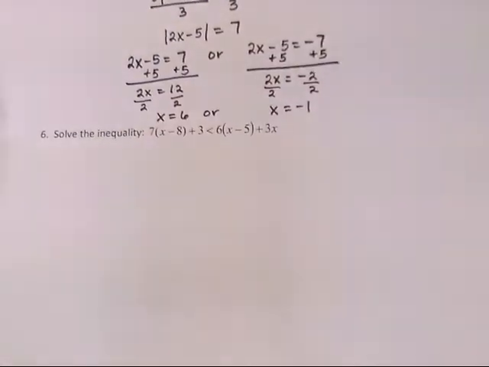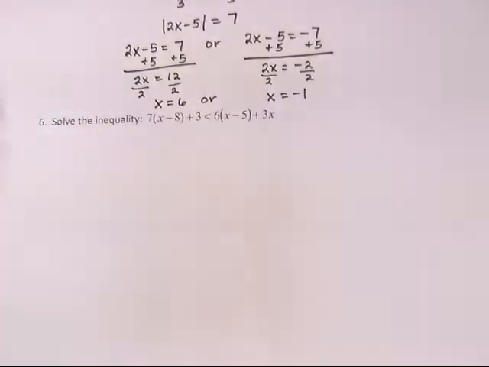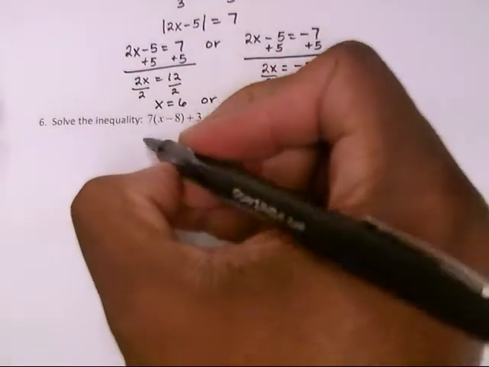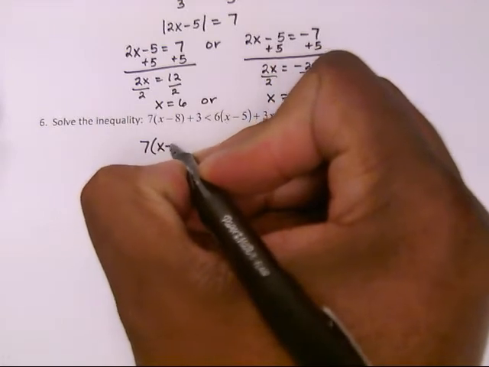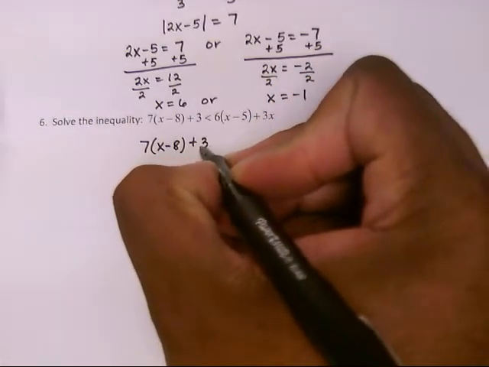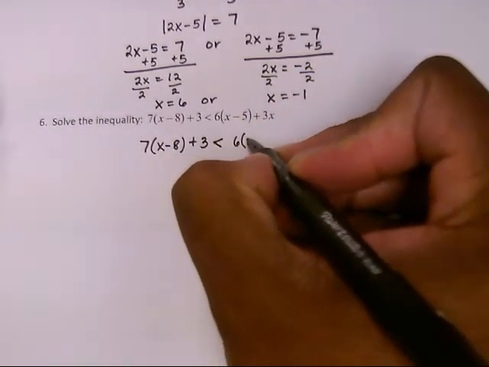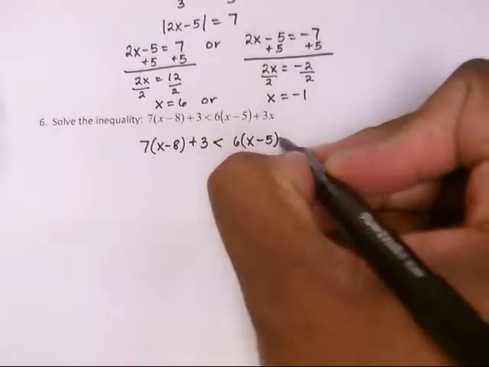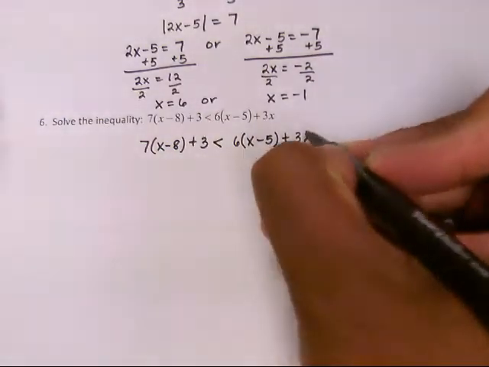Alright, number 6 is an inequality that you'll be required to solve. Here we got 7 times x minus 8, and then we got the plus 3 is less than 6 times the quantity x minus 5 plus 3x.